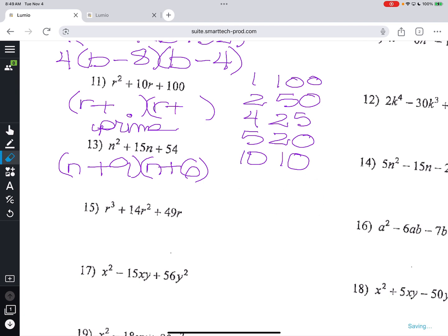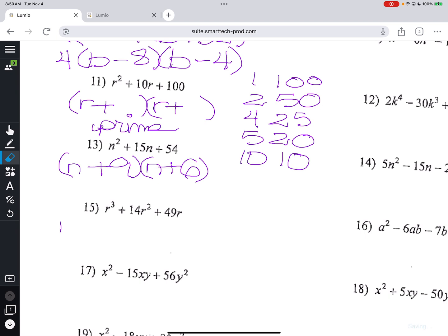All right, 15. Factor bottom. So you just look at the last number and figure out what it multiplies to, and you see if it adds up to the middle one. That's what we're finding. Oh, I got it.